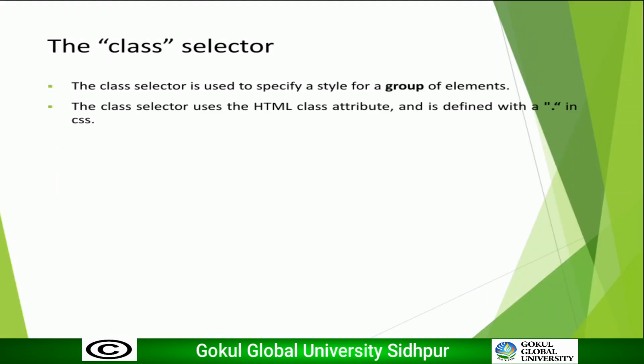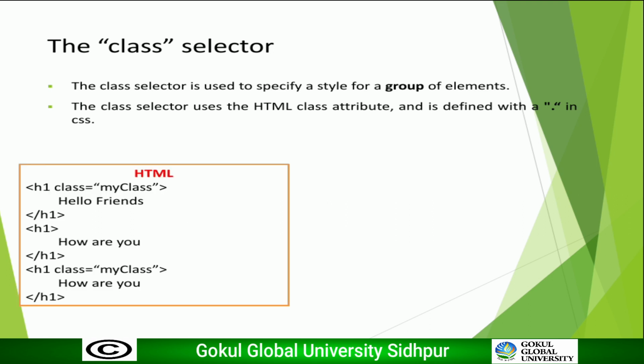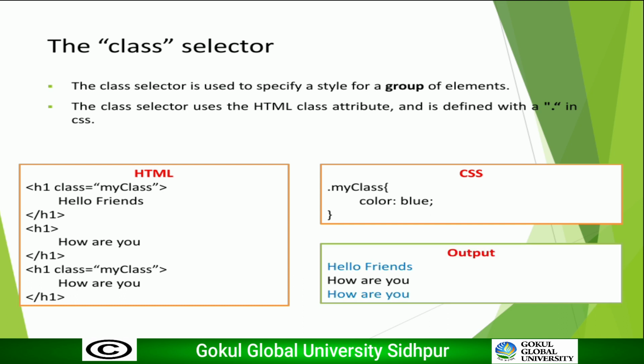The class selector. The class selector is used to specify a style for a group of elements. The class selector uses the HTML class attribute and is defined with a dot in CSS. Here we see the example of a class CSS, dot myclass. It is a selector, color is the property and blue is the value. Here we are using the class selector in HTML, h1 class is equal to myclass. The property of color blue is applied to h1 with class value myclass.